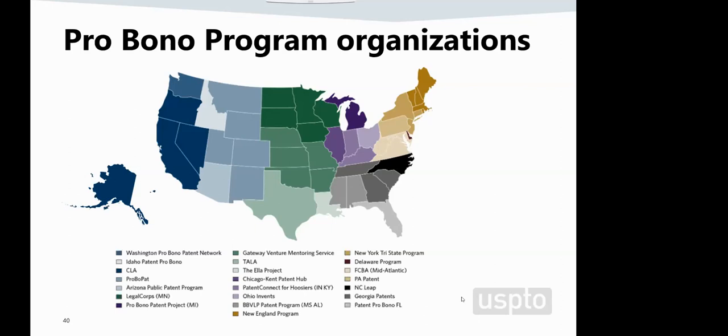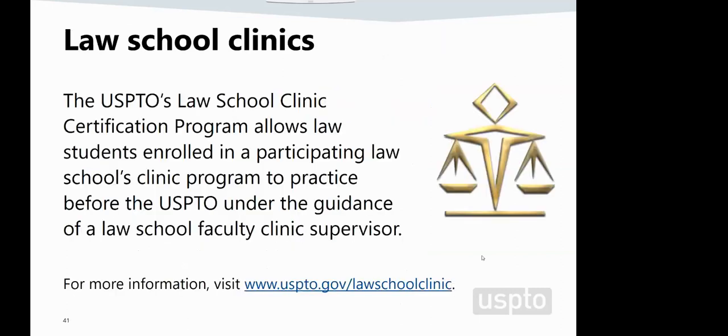And this is just a nationwide chart here showing the local administration of these programs. So in Arizona, there's the Arizona Public Patent Program that administers the program in your area. And again, that's a collaboration between the U.S. Patent and Trademark Office and this network of regional providers that connect you with these local patent attorneys. So help is out there. Don't despair if you can't afford to hire an attorney commercially.